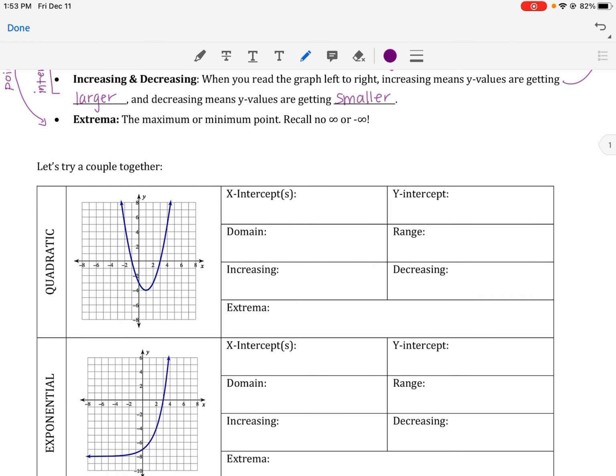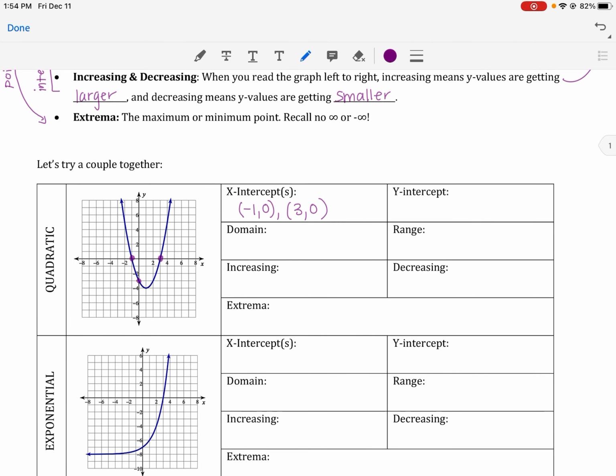Okay, let's try a couple together. For x-intercepts, we're looking on the graph where it crosses the x-axis. There's two spots. It looks like it crosses at -1 and at 3. So your x-intercepts would be the points (-1, 0) and (3, 0). Your y-intercept is where it crosses the y-axis. Looking up and down, it crosses at -3, so the ordered pair is (0, -3).